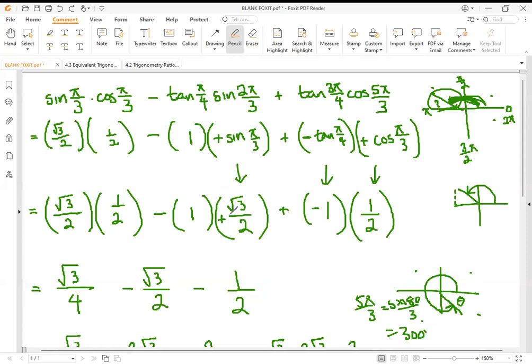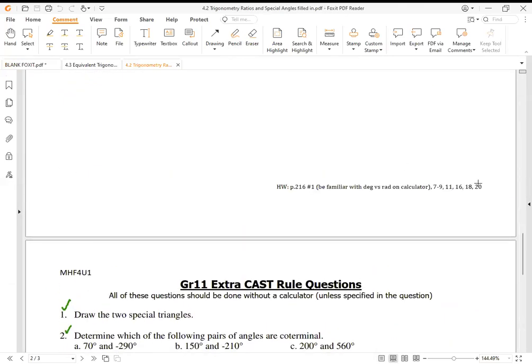Any other questions? Yes? Is there anywhere we can find practice with radians instead of angles? Just because the homework is just angles, but I convert to radians. Does the textbook have anything? I think, yeah, maybe. There should be some questions from 4.2 in the textbook. I think I assigned it here. Try those.